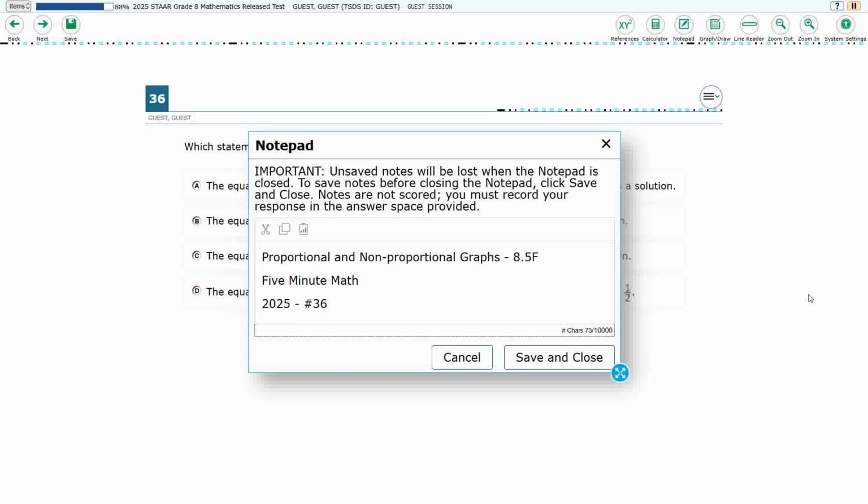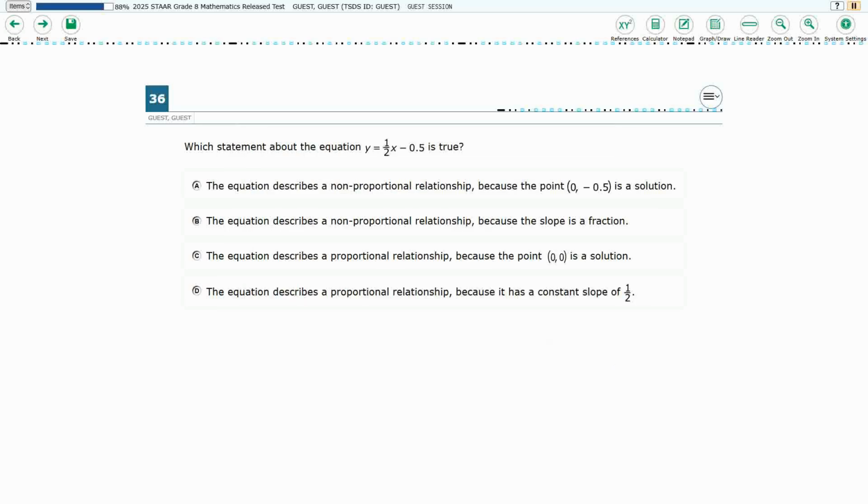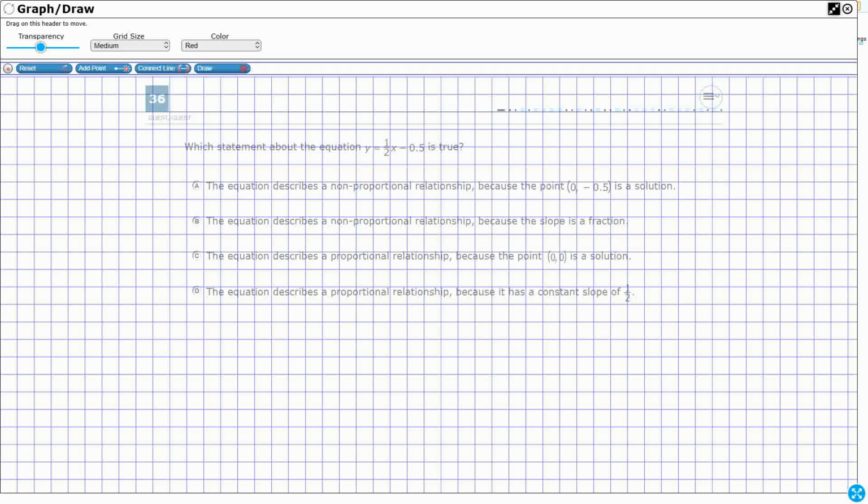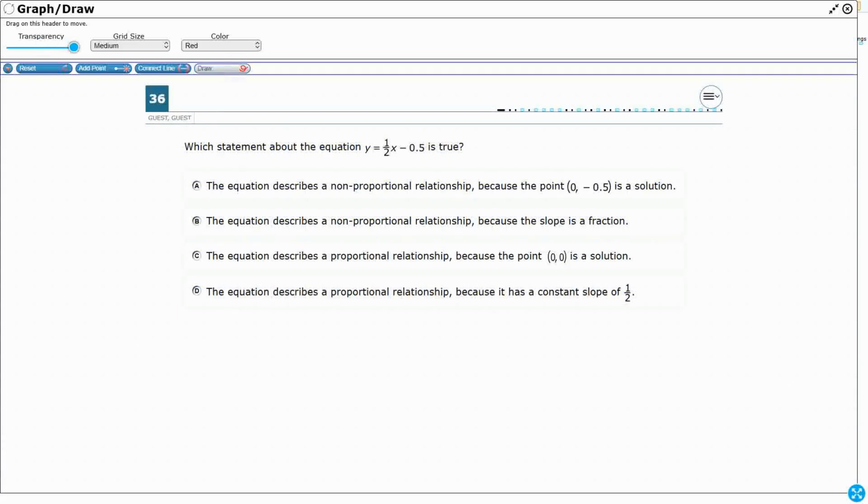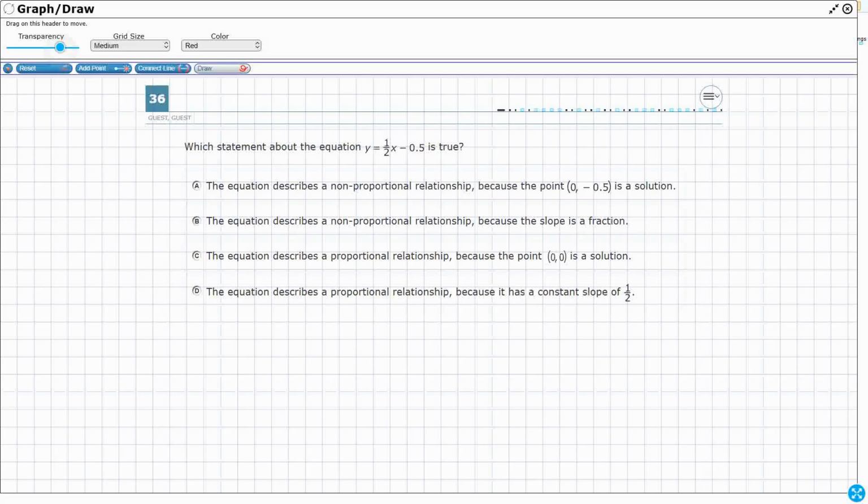Today we are looking at the 8th grade concept of proportional and non-proportional graphs. This is standard 8.5F in the great state of Texas, and we are using item number 36 of the 2025 released STAAR test. If you haven't done so already, please go ahead and take a moment to pause the video, work this problem out on your own, unpause it, and we will look at our answers together.